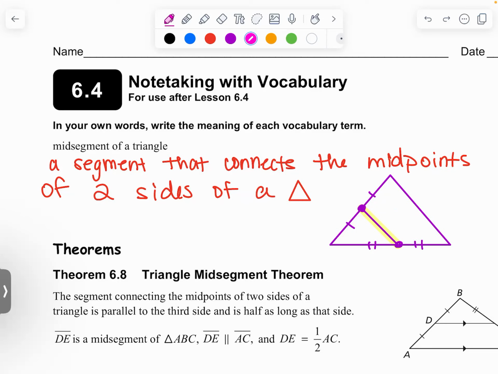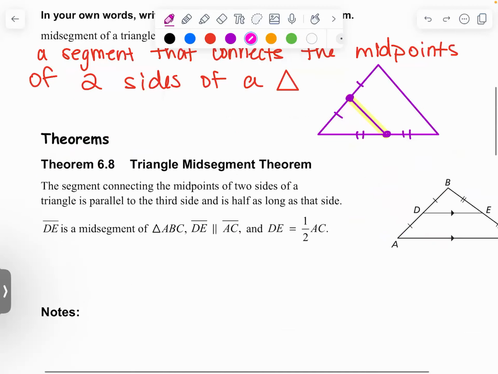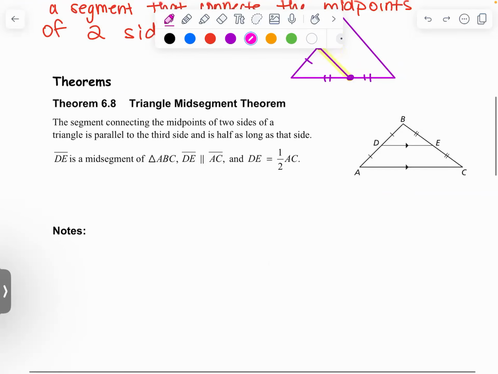Okay, and really, it has some really nice properties. Okay, so here's our theorem. You ready? It tells us two things. If we have a mid segment, this guy right here in pink, our mid segment has two properties. Number one, it's going to be parallel to that third side. Number two, it's going to be half as long.